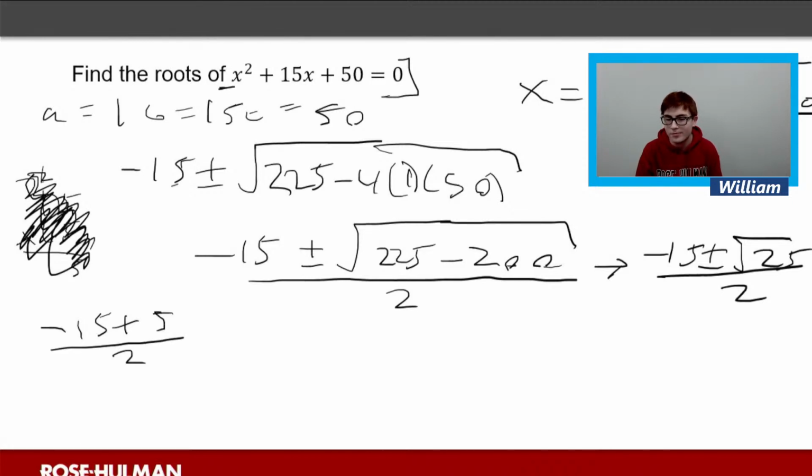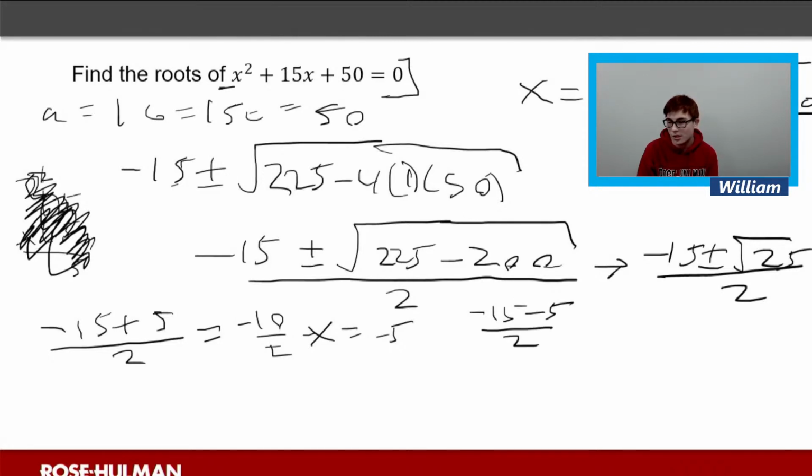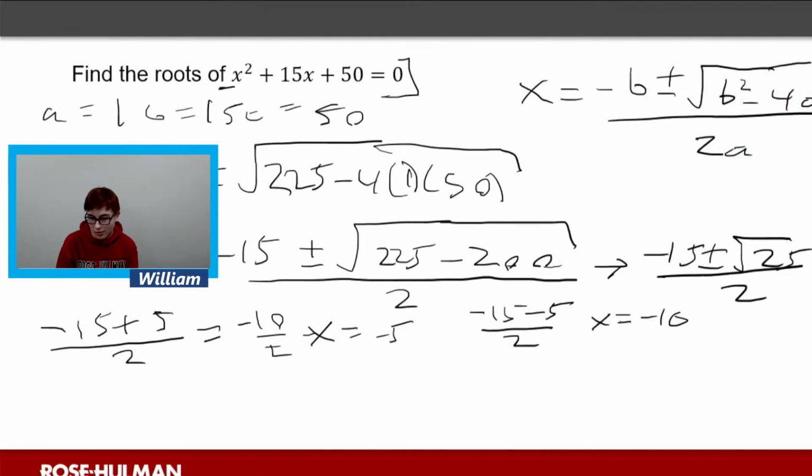And that's going to be divided by 2. So negative 15 plus 5 is negative 10, divided by 2 is negative 5. So we've got x equals negative 5. And then we're going to do our other one, which is negative 15 minus 5, which is just going to be negative 20. Negative 20 divided by 2 is going to be negative 10. So we've got x equals negative 10. So our answers on this one are x equals negative 5 and negative 10, and those are going to be the two roots of the equation.